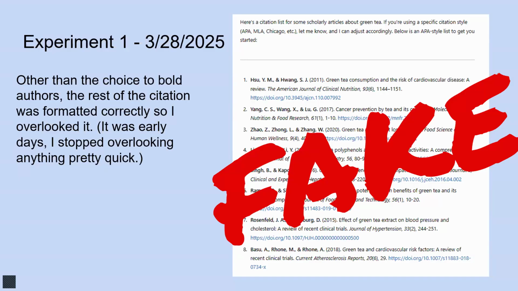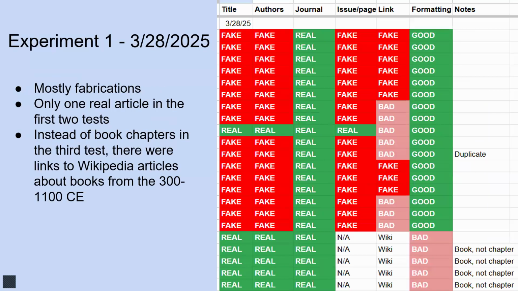However, I quickly stopped giving it any grace after this experiment. So here's a quick breakdown of all of the answers I received. Obviously, the titles and authors and issues and links were either fake or didn't go anywhere, or went to the wrong article altogether. And the book chapters, instead of giving me book chapters, it gave me ancient historical Chinese texts, Wikipedia links from 300 CE to 1100 CE.